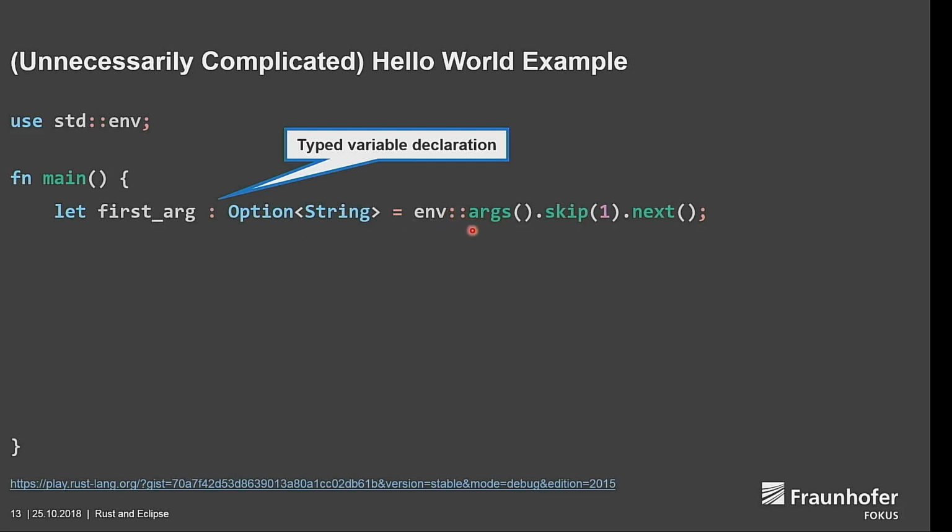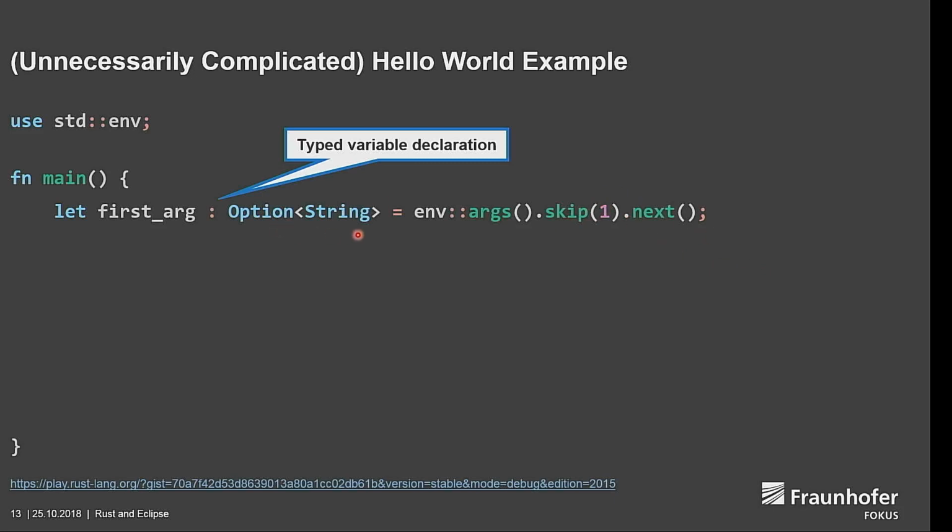And we assign it a value here. First we call args, which will return an iterator over the arguments to the program. So instead of passing the arguments as an array or something here, we get an iterator. The iterator is similar to a Java iterator, but it has combinator methods on it, like Java streams, for example. So what we do is we skip the first parameter, because the first parameter is the location of the program that is called. And then we call next, and next returns an option.